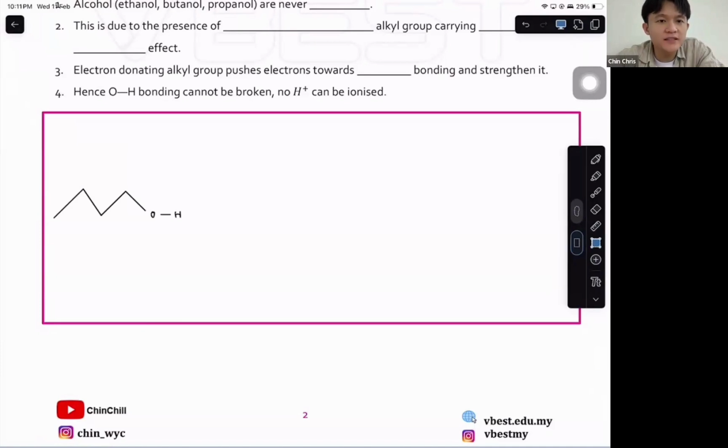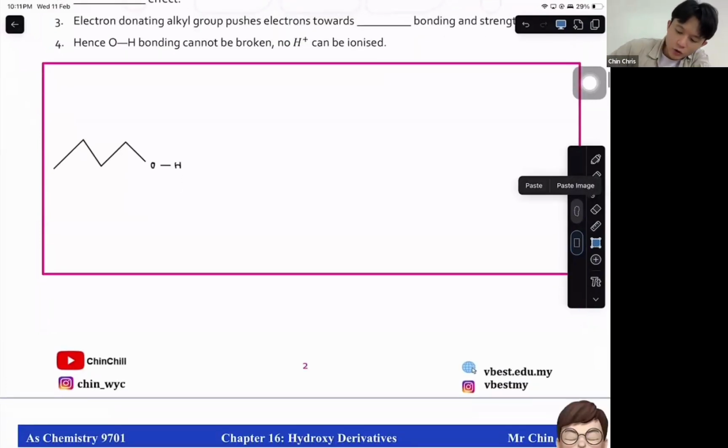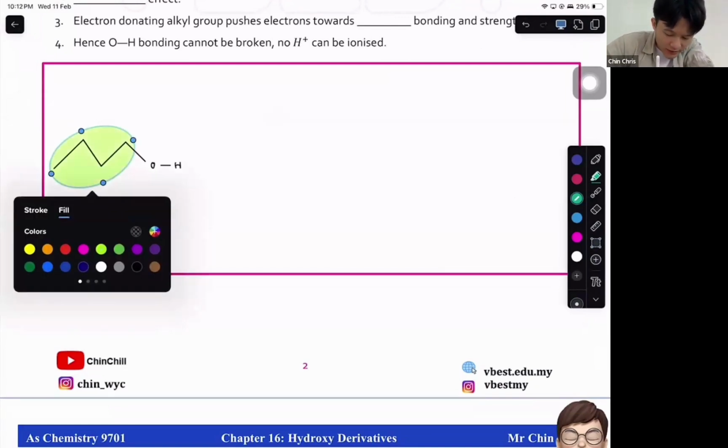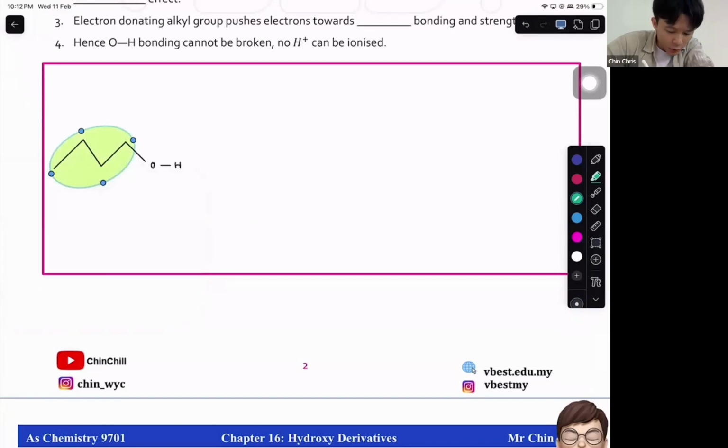Alright, guys, now let's look at your acidity of alcohol. So you see, for alcohol, first thing is you always have this alkyl group. What do you call this as? This is a 1, 2, 3, 4. It's a C4H9. And this is an alkyl group, right?